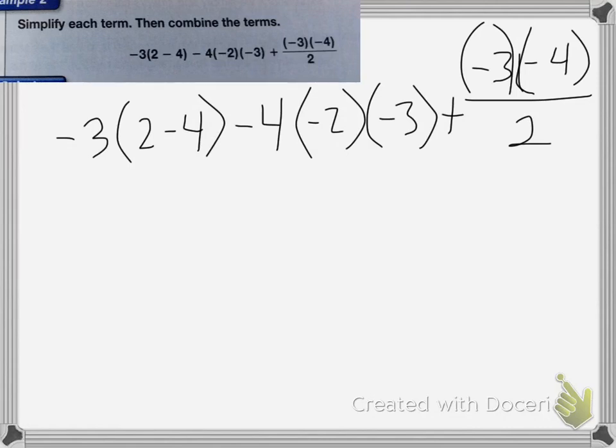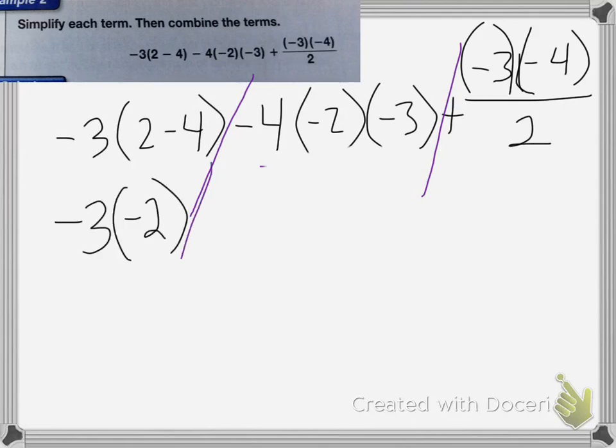So there's going to go one between this multiplication problem, and between this multiplication problem, and then my last term is here. So I'm dividing up my multiplication problems. Now I can simplify each term. For our first one, I end up with negative 3 times a negative 2. And then I have negative 4 times negative 2 times negative 3.